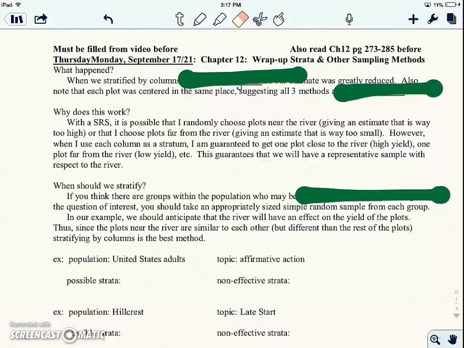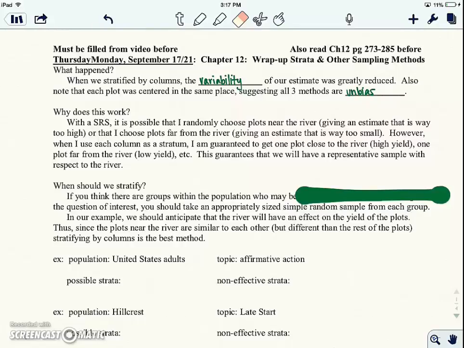Okay, welcome to the last day of Chapter 12 notes. So in class, we did the river activity, okay? And the question is, what happened? Well, when we stratified by columns, the variability of our estimates was greatly reduced, or how different everybody's estimates were.